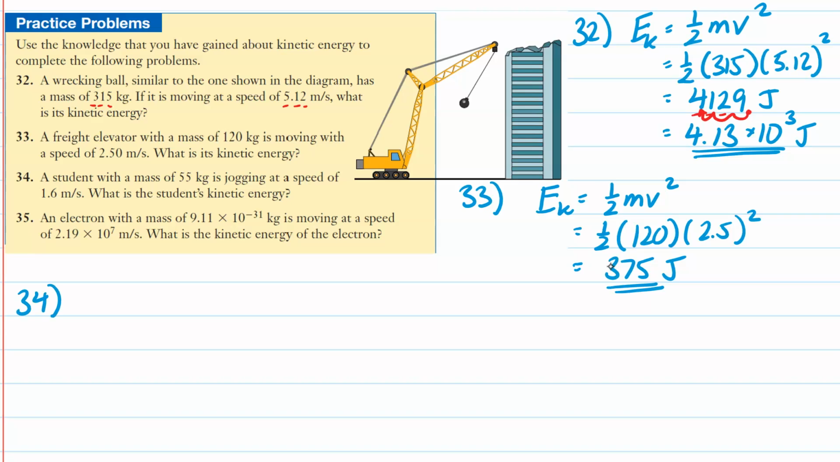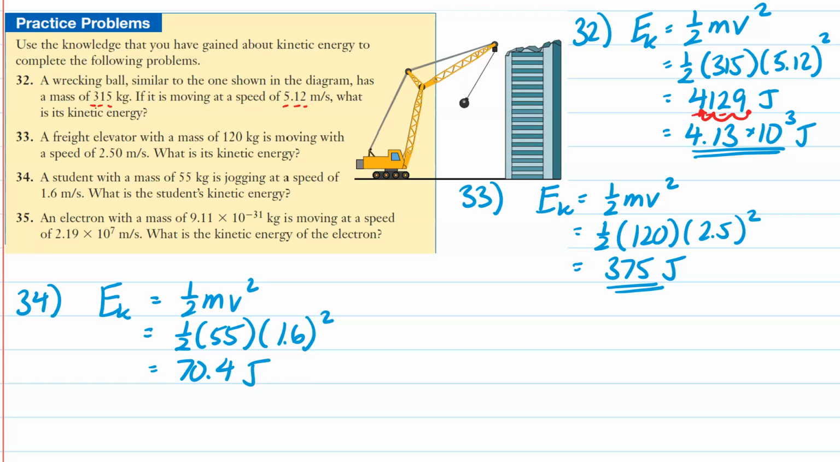Number 34, a student has a mass of 55 kilograms and has a speed of 1.6 meters per second while jogging. What's the student's kinetic energy? Same thing. Use the formula and substitute the values into it. That's 1/2. The mass is 55 kilograms. The speed is 1.6, and we're squaring that. That equals 70.4 joules. But since our data only has 2 sig digs, our final answer should only have 2 sig digs. So we'll go with 70 joules.